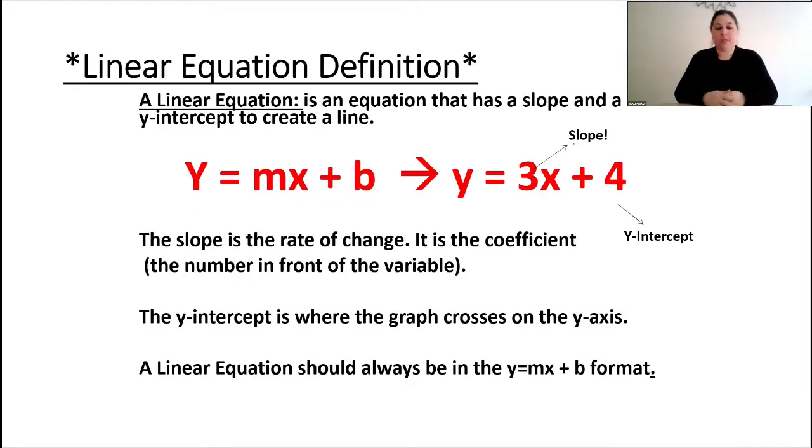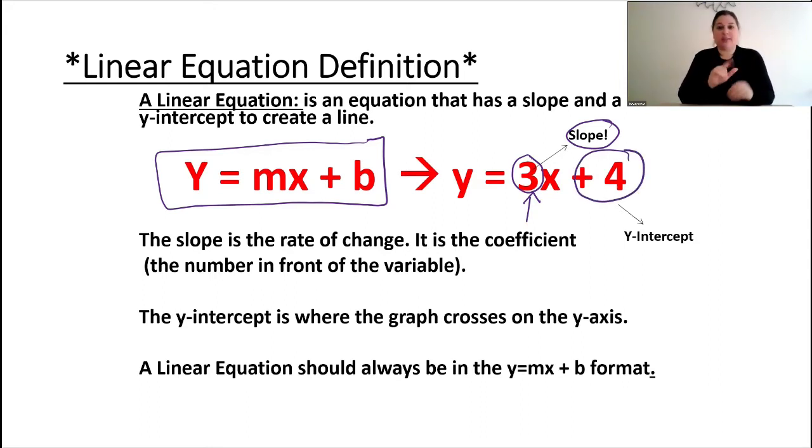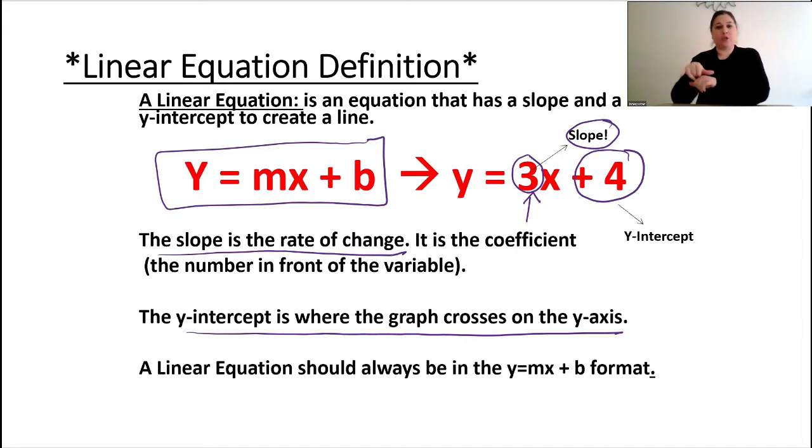Linear equations. Just as a reminder of what linear equations are, this is the general format of a line. y equals mx plus b, where m is your slope, so the coefficient in front of the x is your slope, and the constant is your y-intercept. Okay, so remember, the y-intercept is where the graph crosses the y-axis, and the slope is the rate of change.